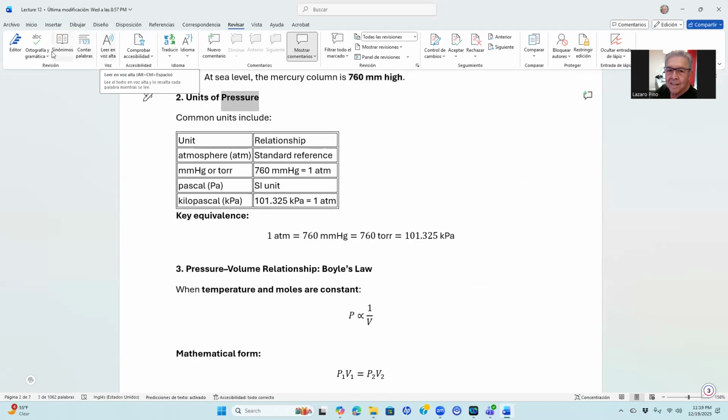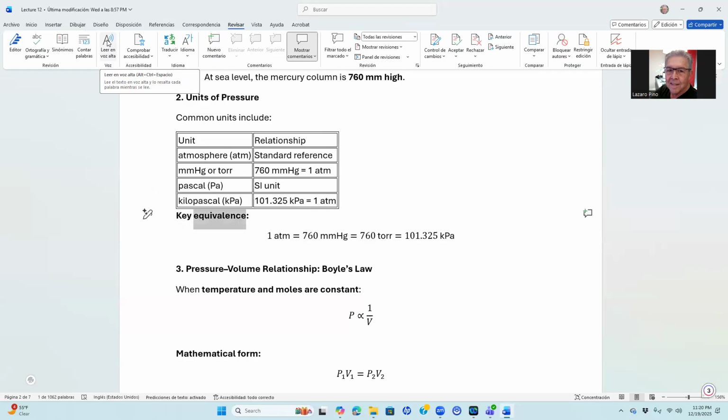2. Units of pressure. Common units include the atmosphere, ATM, the standard reference; and mmHg or torr. 760 millimeters of mercury equals 1 ATM. Pascal, Pa, is the SI unit, and the kilopascal is kPa. 101.325 kilopascals equals 1 ATM.